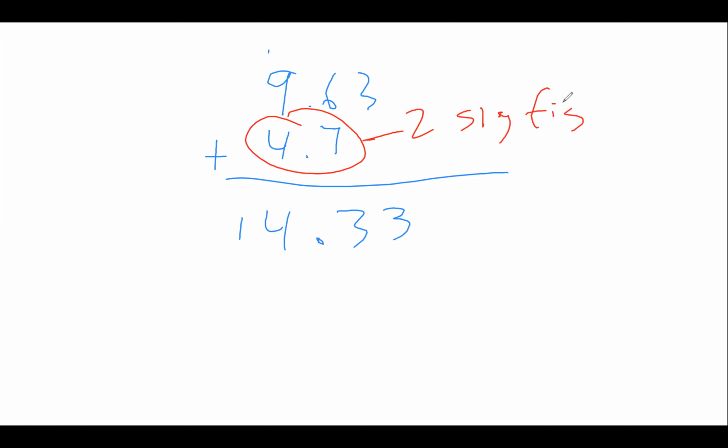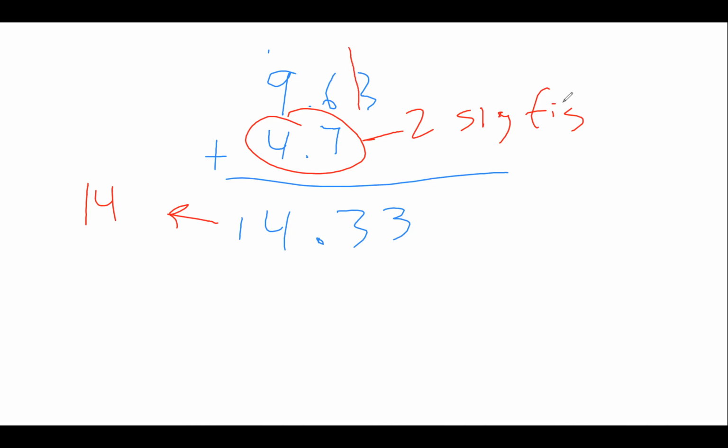And so you're going to be tempted to say that I need to round my answer to only 2 sig figs. So some of you are going to be tempted to say that the answer is 14. Hopefully the rest of you know that that's wrong, because the rules for sig figs are different when you're adding or subtracting than they are when you're multiplying.